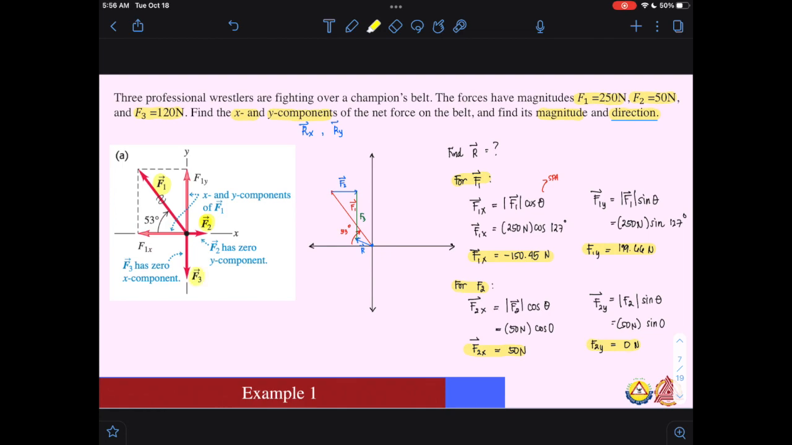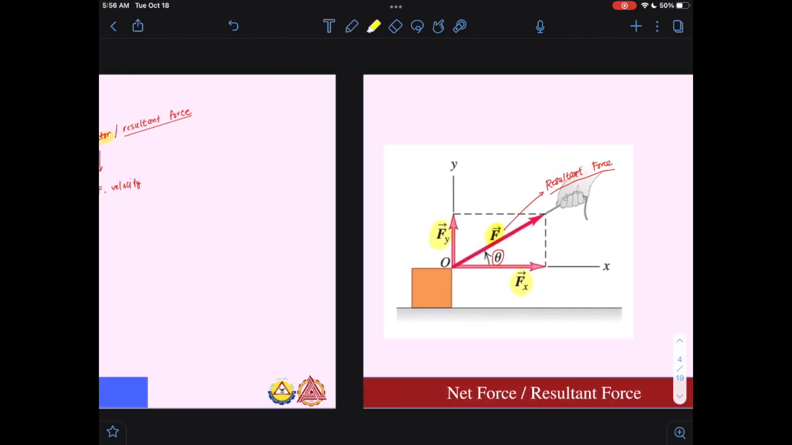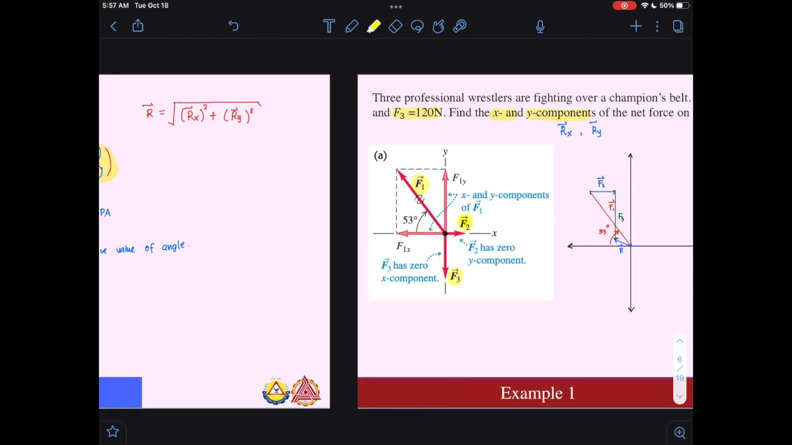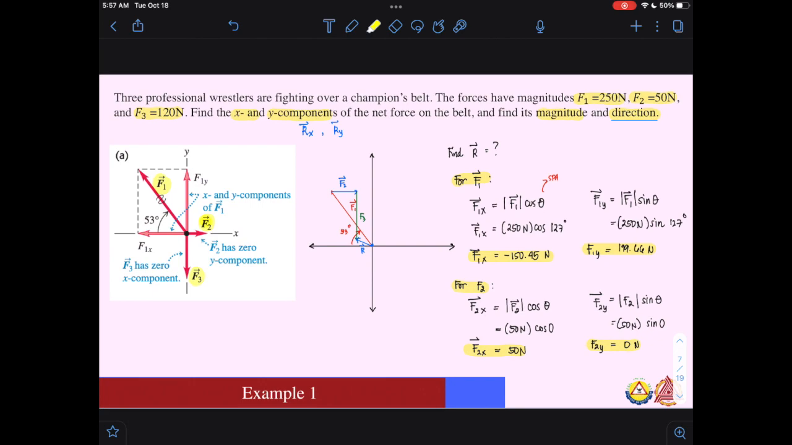Now, I'm just going to go back to the slide on the superposition of forces to iterate the point. Any number of forces applied at a point on the body have the same effect as a single force, equal to the vector sum of the forces. So, when we try to apply the principle of superposition here, take note, we have highlighted F1, F2, and F3. These are 3 distinct forces.